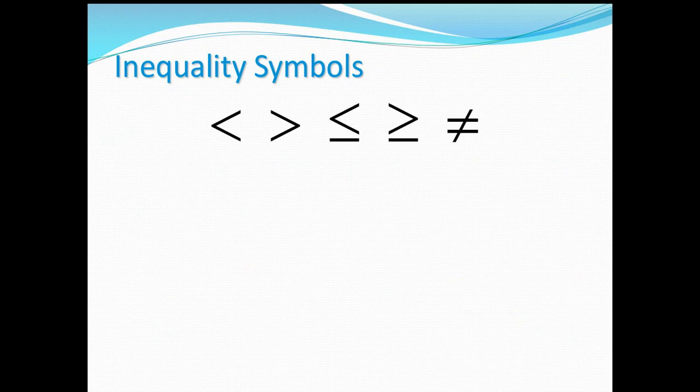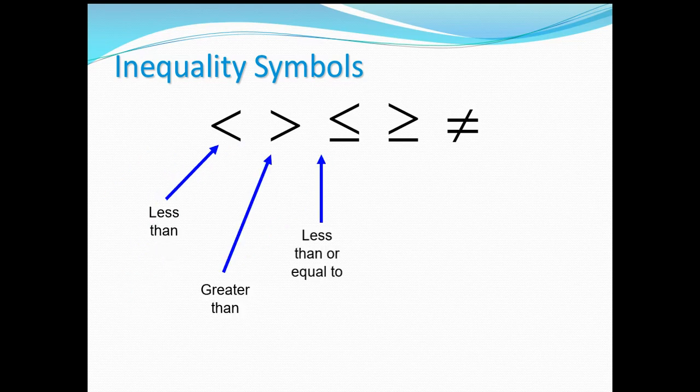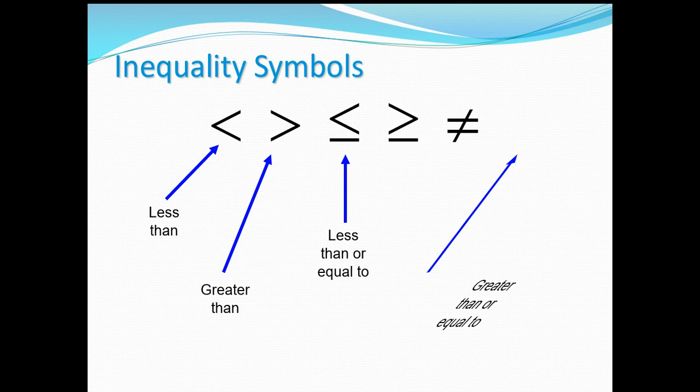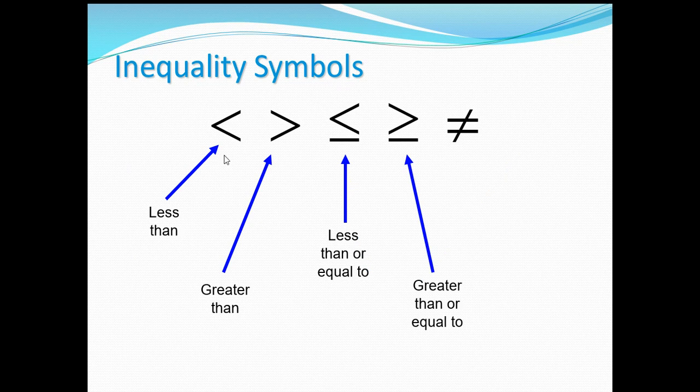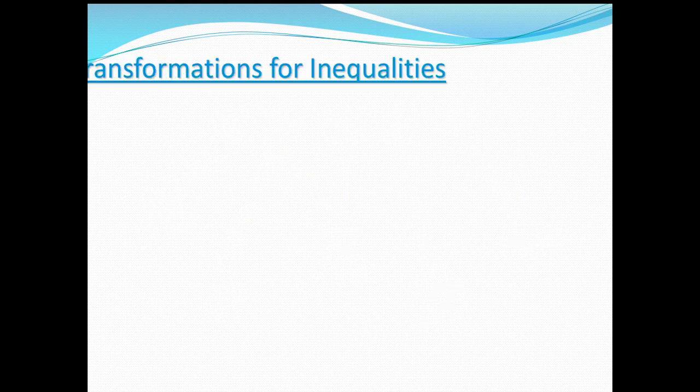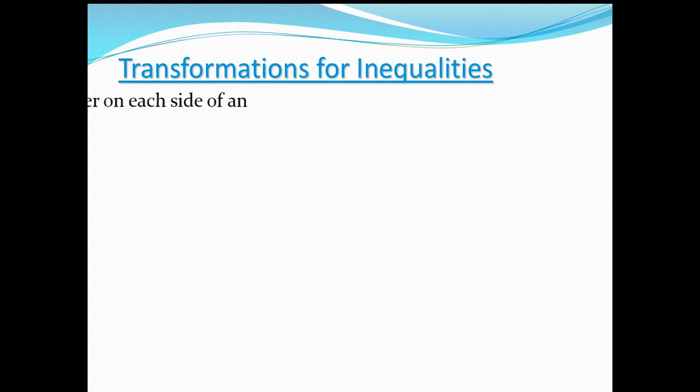Okay? Let's start first to see the signs of the inequalities. We have this one is smaller, bigger, smaller or equal, bigger or equal. This is a not equal. Okay? So less than, greater than, less than or equal to, greater than or equal to, or I can say smaller, bigger, less than or equal, bigger or equal, and not equal or different. Okay? Not equal.